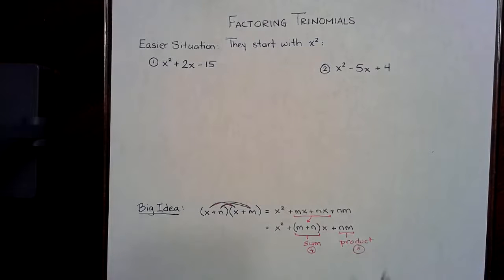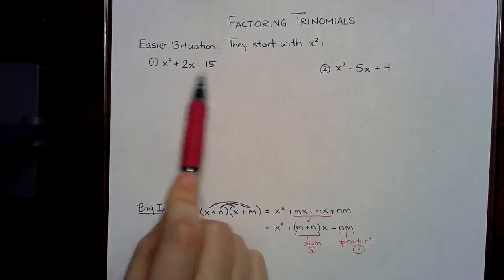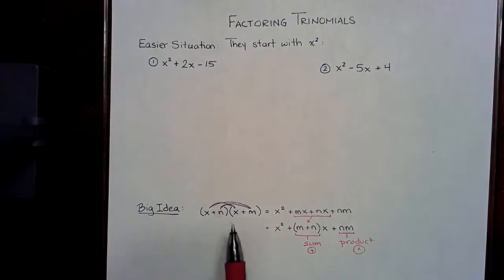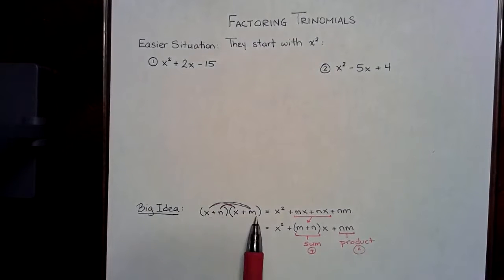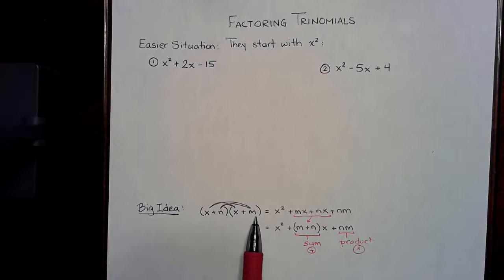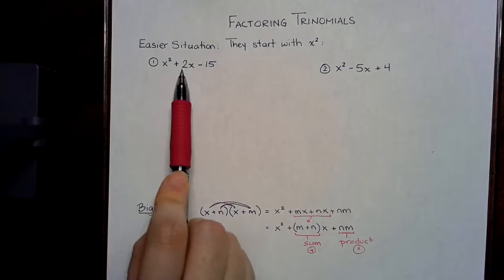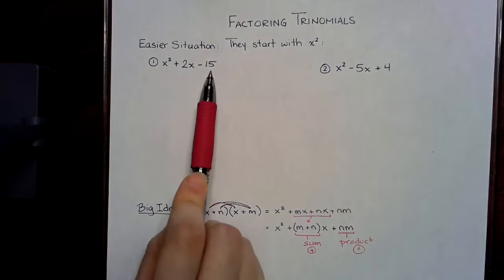So if I want to get from something that looks like this to something that looks like this, I will need to find a pair of numbers, n and m, that add up to 2 and multiply to negative 15.